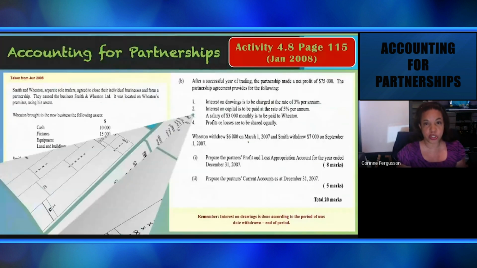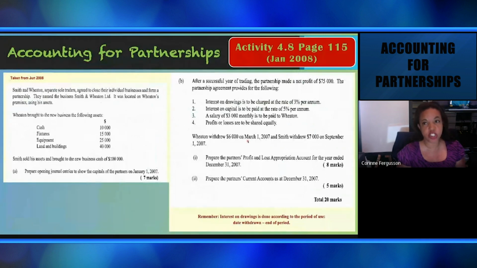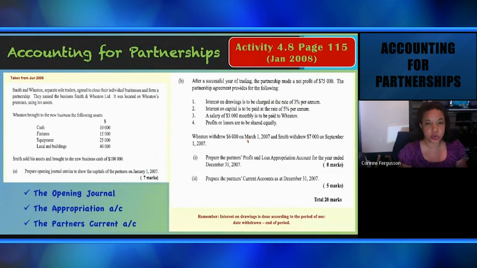And then you will also do the next activity, which is 4.8, in which you will be required to do an opening journal in A. Then in B would be the appropriation account from the partnership business point of view. And then finally, you're going to do the current account, which is from the partner's point of view. And that is it for the lesson today.